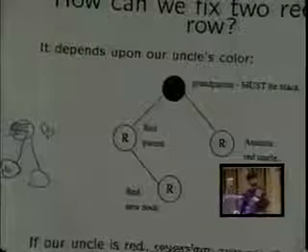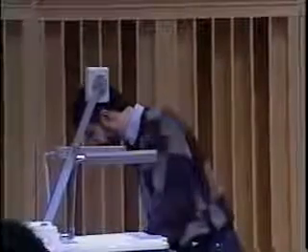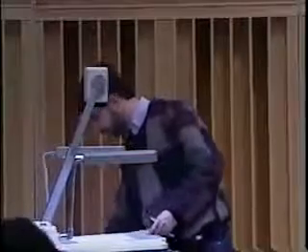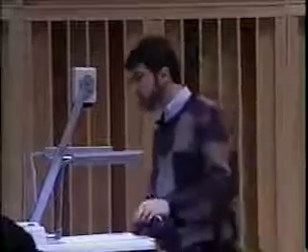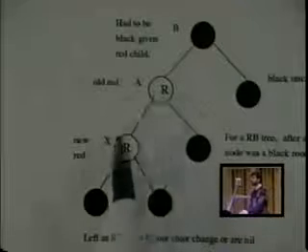Yeah. What if an uncle is black? Okay? Then we get the case of the black uncle. What is the situation now? Here's the node we're inserting. Here is the old parent, which we said was red. That's what's causing our trouble in the first place. Grandpa was black for the same reason grandpa had to be black before.